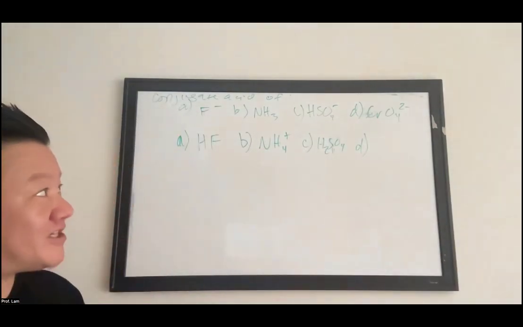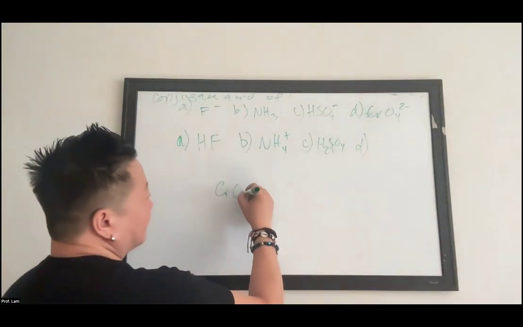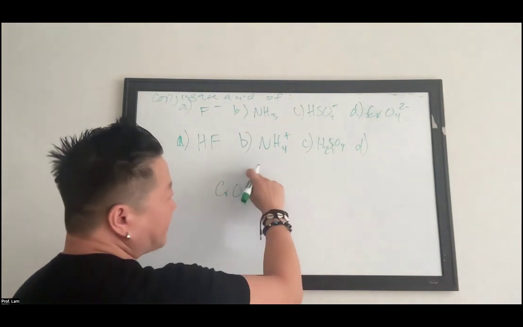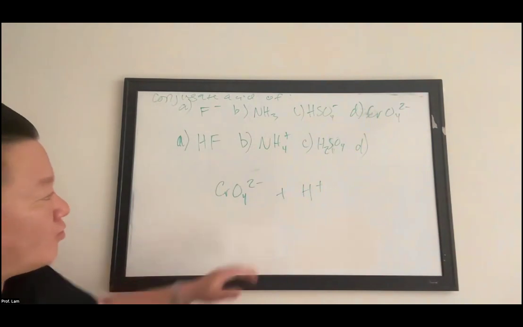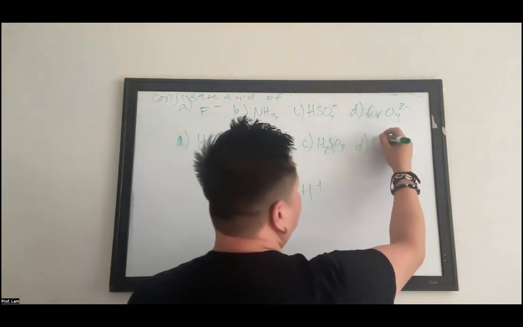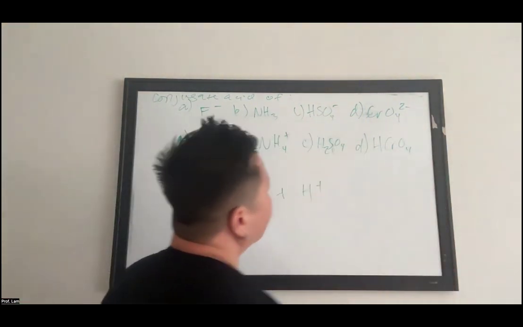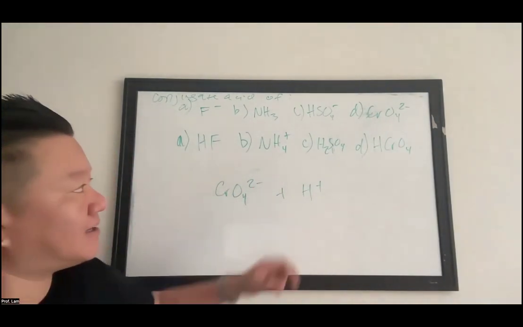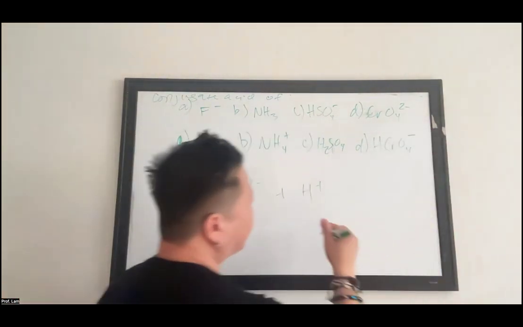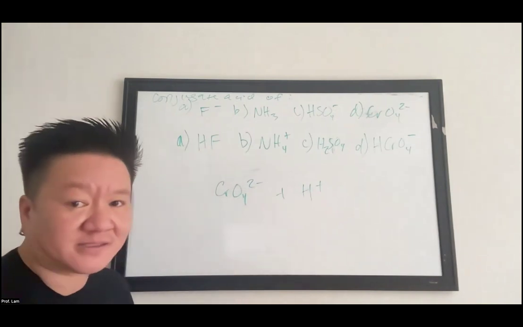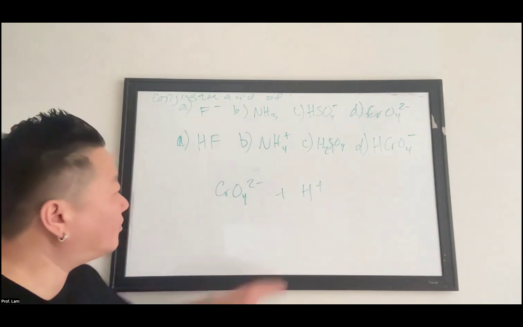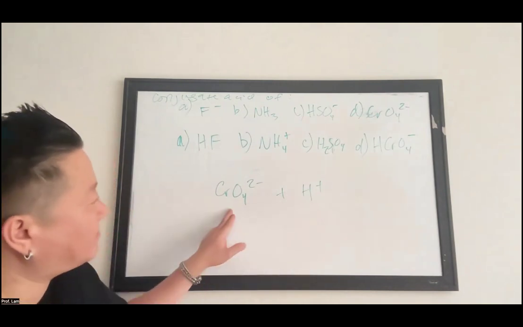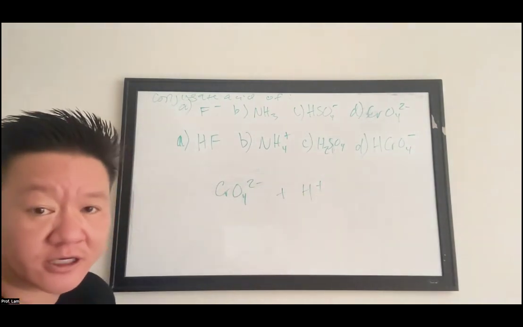D, you have CrO4 2 minus. Okay, so notice that charge. You're going to add a proton to that. So what do you get? You have an HCrO4, but now the 2 minus becomes a 1 minus, because 2 minus and a plus is a negative. So don't forget that. Not only are you adding the atom, but you're also adding the charge. Okay.